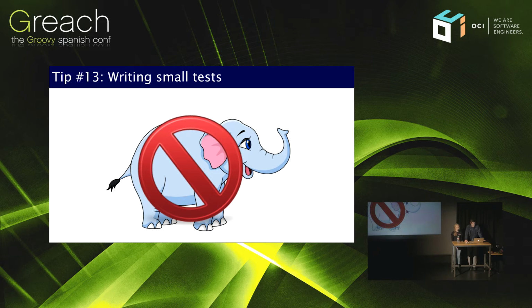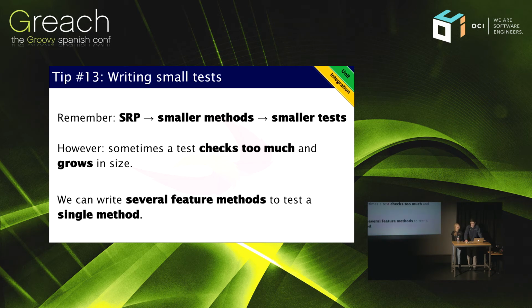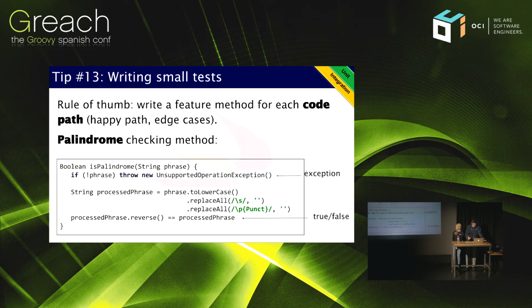Okay, so another tip in the same way, which is a good practice that favors maintainability, is writing small tests. This tip is related to the previous one, the single responsibility principle, but from the test perspective. Sometimes a test feature can check too many things, and it grows in size, and the maintainability of the test decreases. So how can we improve the size of the test? Well, a good rule of thumb is to divide a test, writing one test for each existing code path.